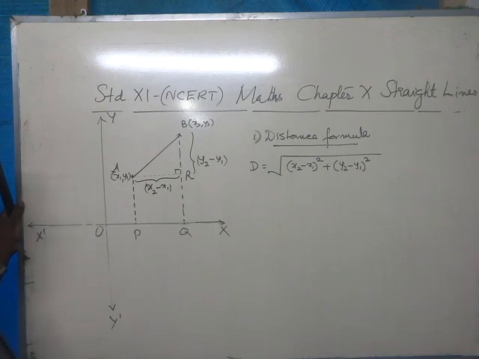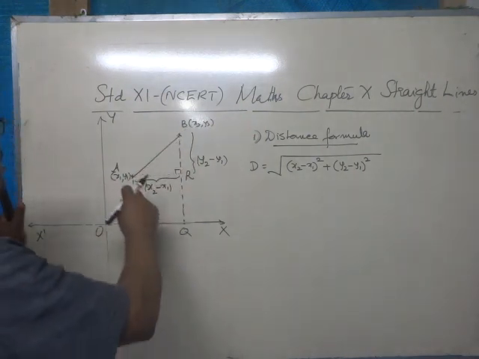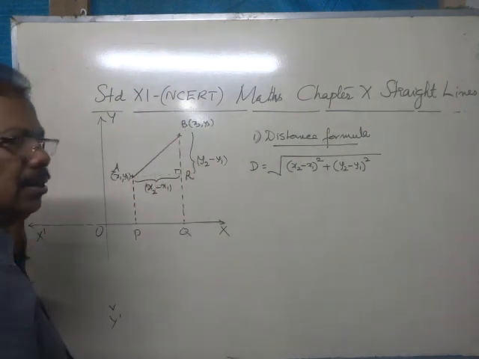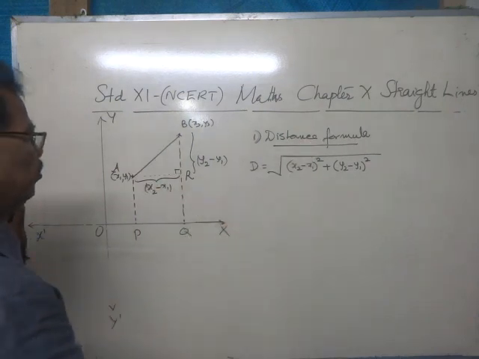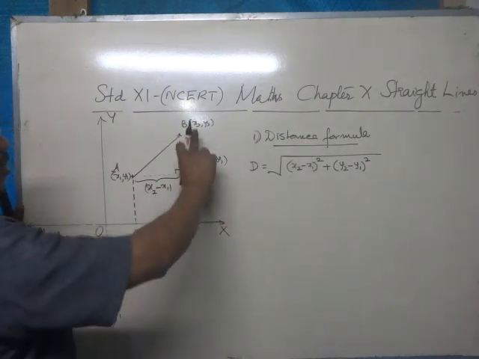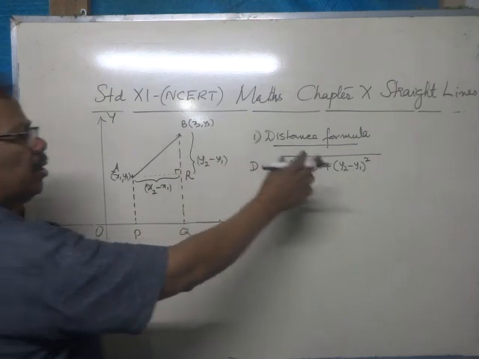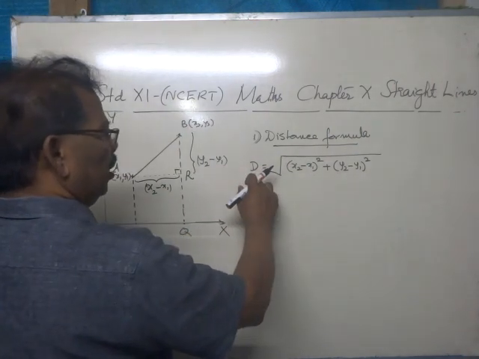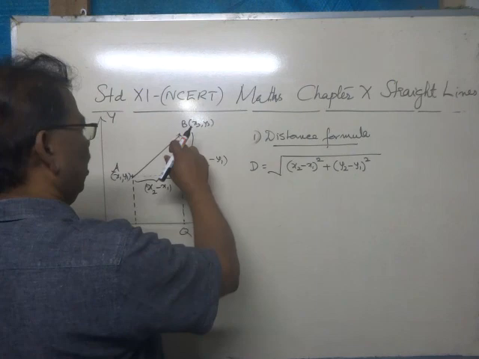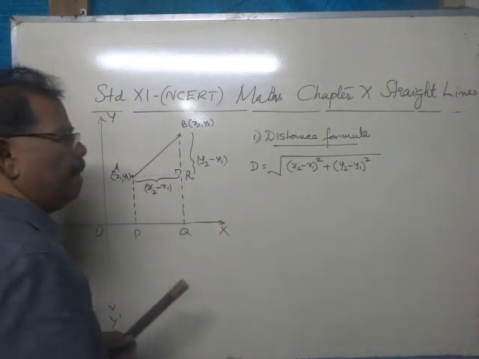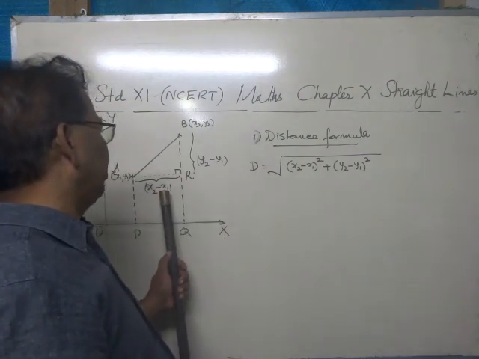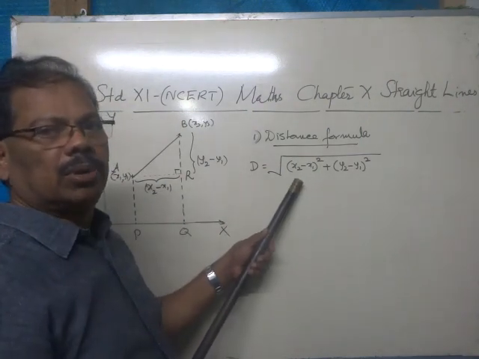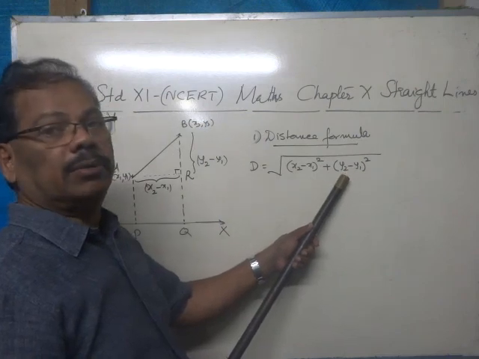Now we have to get the distance AB. ARB is a right triangle. Therefore the hypotenuse AB will be the square root of base square plus altitude square. That is what is written here. The distance between A and B is equal to square root of x2 minus x1 square, that is base square, plus y2 minus y1 square, altitude square.